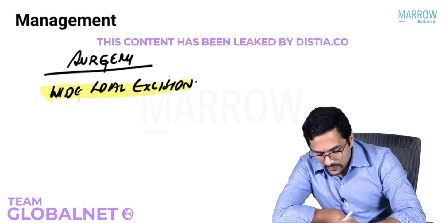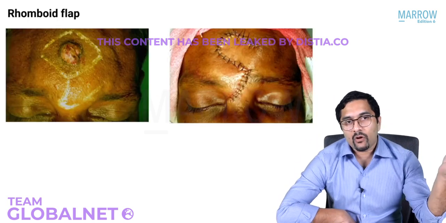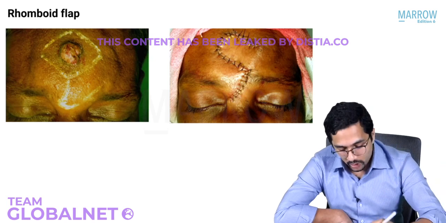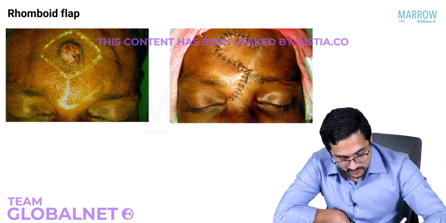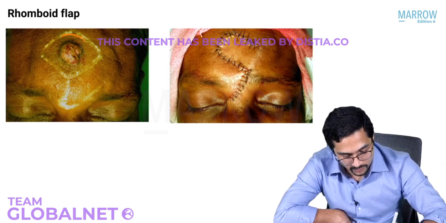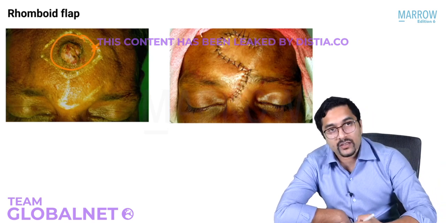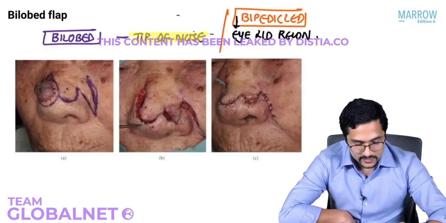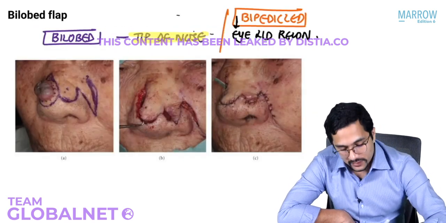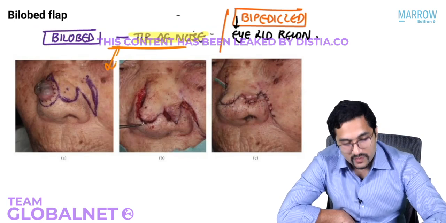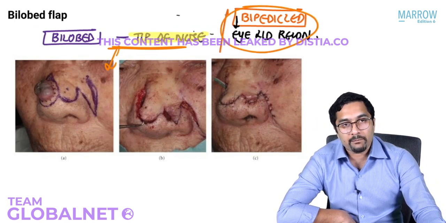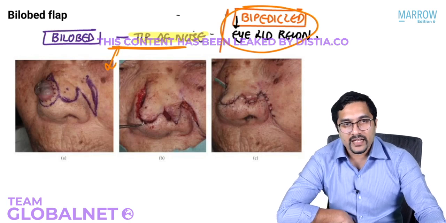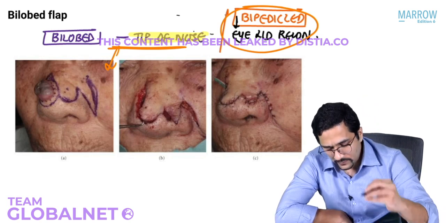When we do a wide local excision, we can do a flap repair. I've already shown this to you in the plastic surgery module. You can do a rhomboid or a Limberg flap in patients with basal cell cancer; this was another patient which I saw during my post-graduation. We did a rhomboid flap. This is a bilobed flap for the tip of the nose. So for the tip of the nose, we can do a bilobed flap. But if it is in the eyelid, we can do a bipedicled flap there for eyelid reconstruction as well.